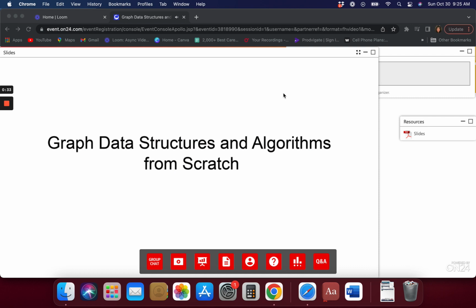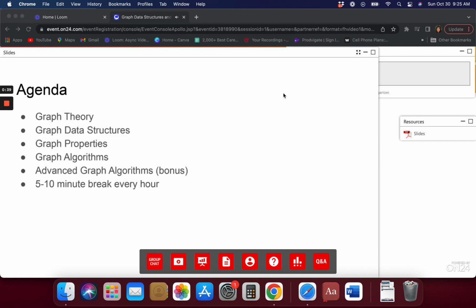So let's get started. And I think that I just covered the agenda. At the end, we're going to take a look at an advanced graph algorithm, which I think was really interesting. And every hour we'll have about a 5 to 10 minute break. There will also be portions where I give you the opportunity to code in the notebook that hopefully you downloaded from GitHub. And then we'll come back together and work out the solution as a group.